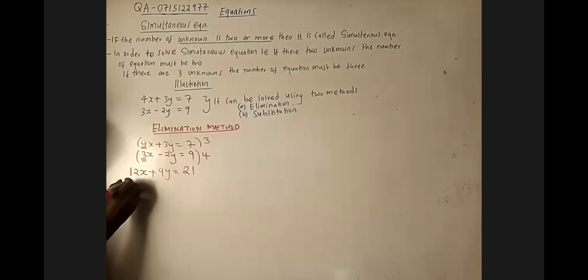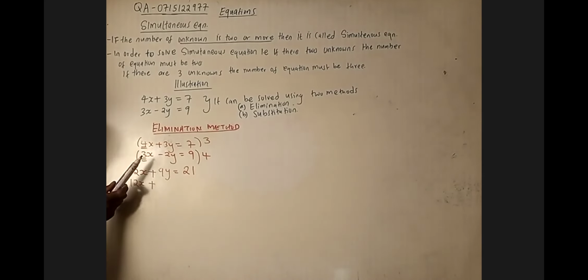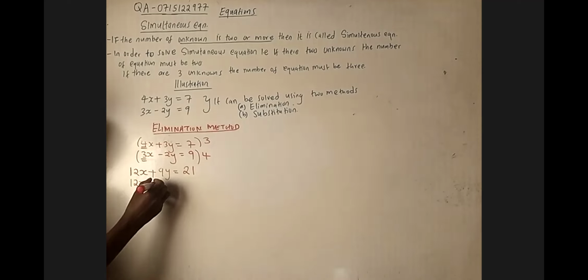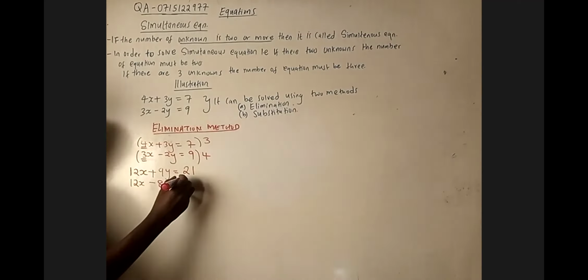So 3 times 4 is 12x. What you do to this one, you do to the rest. To make it 12, we multiply the rest also by 4. So 4 times minus 2 is minus 8y, which is equal to 9 times 4, which is 36.